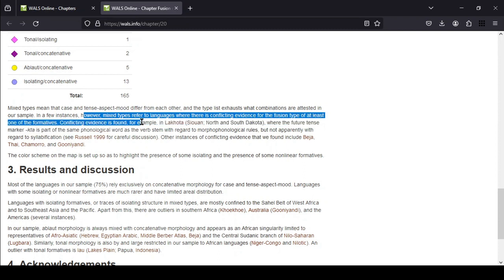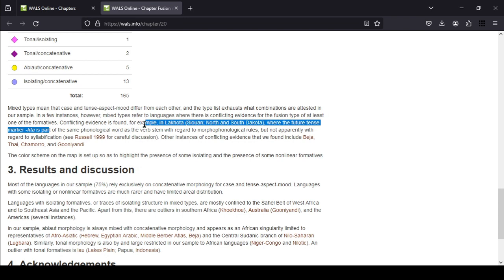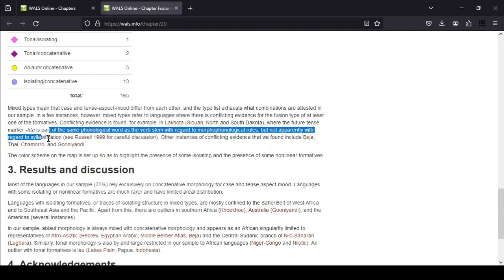Conflicting evidence is found, for example, in Lakota, where the future tense marker kata is part of the same phonological word as the verb stem with regard to morphophonological rules, but not apparently with regard to syllabification. See Russell, 1999, for careful discussion. Interesting. So maybe it's like in the process of becoming a suffix.